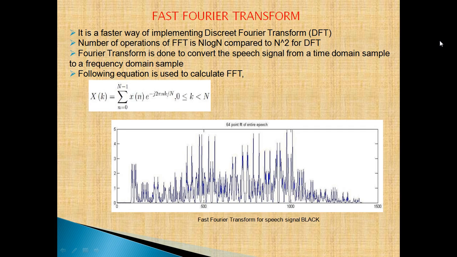In this model we calculate a 64 point FFT, taking each windowed speech frame, and the waveform for the 64 point FFT is given here for the signal black.